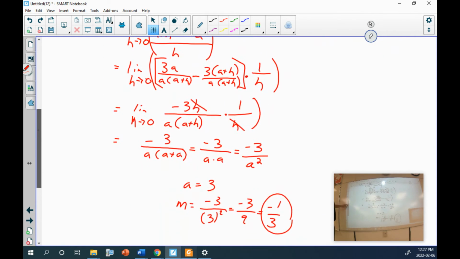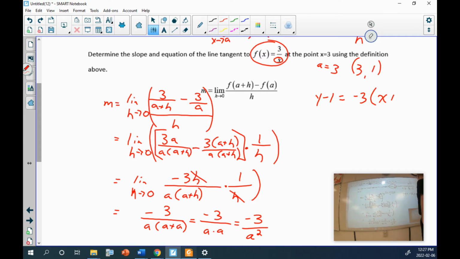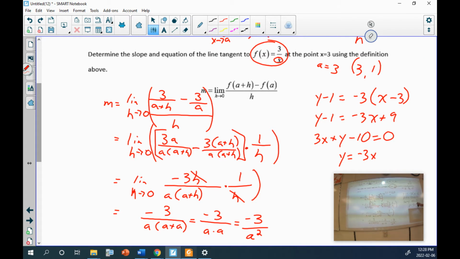Now we want the equation of the line. We know the slope, we know the point. I found it here. So we have y minus 1 equal to -1/3 times x minus 3. Again, I'm doing it in a slightly different way than before. And there's my standard form. If I wanted my y-intercept form, it's -1/3 x plus 2.